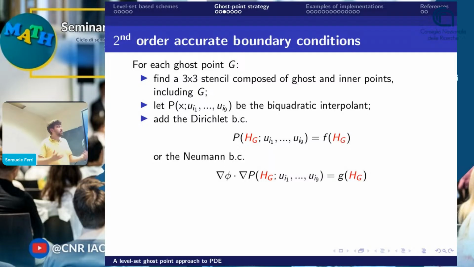Okay? So, for example, if you want a second order accurate boundary condition, for each ghost point G, we select a 3x3 stencil composed of ghost points and inner points. 3 times 3 because we want to use the Lagrange basis functions, which are the easiest to use. But also, you can use any stencil you want and any basis you want. You just need to keep in mind that you have to pay the computation of solving a linear system with the Vandermonde matrix to find the weights.